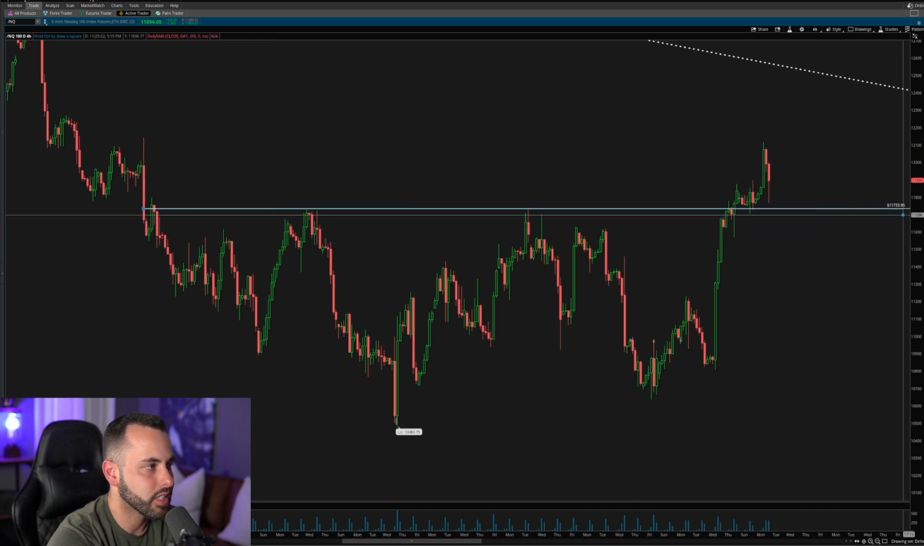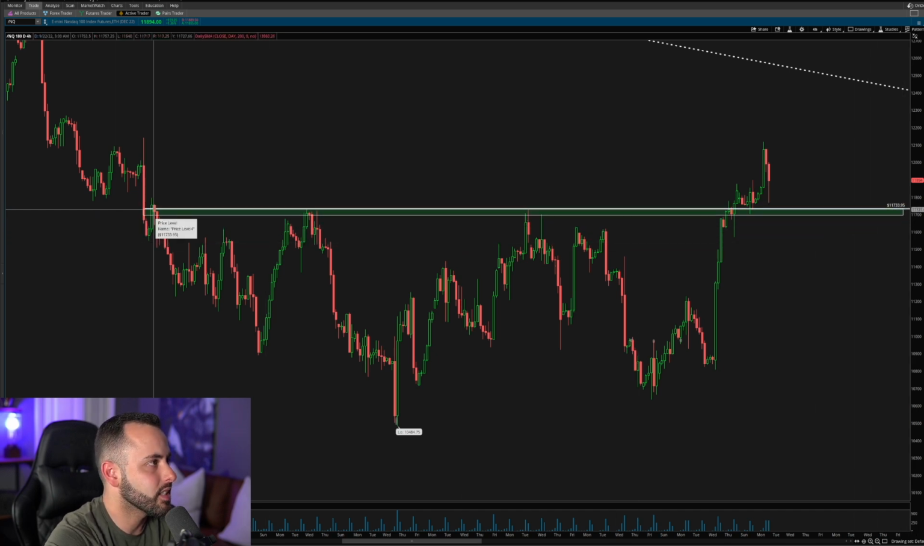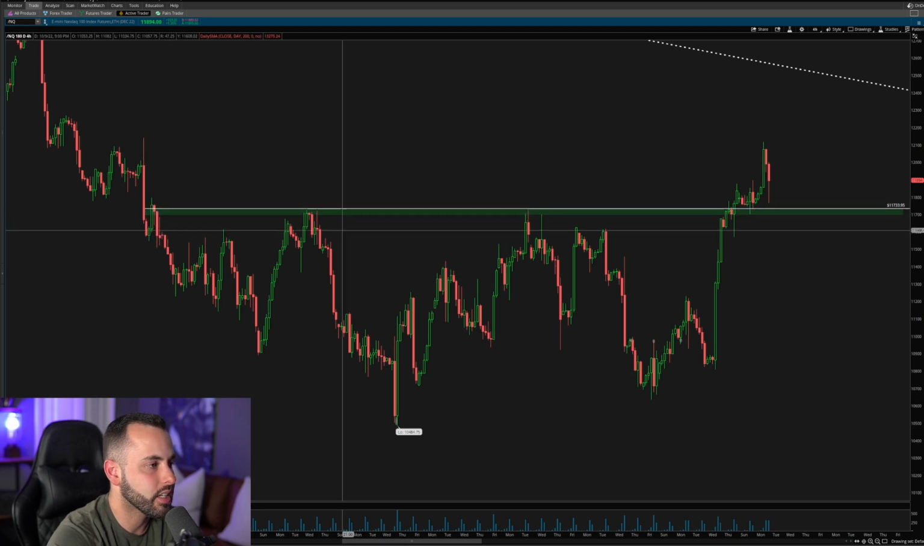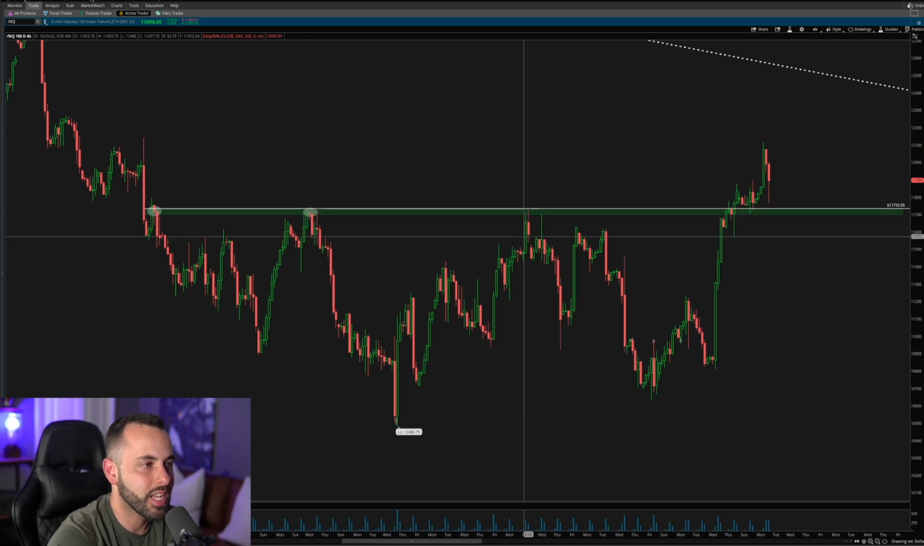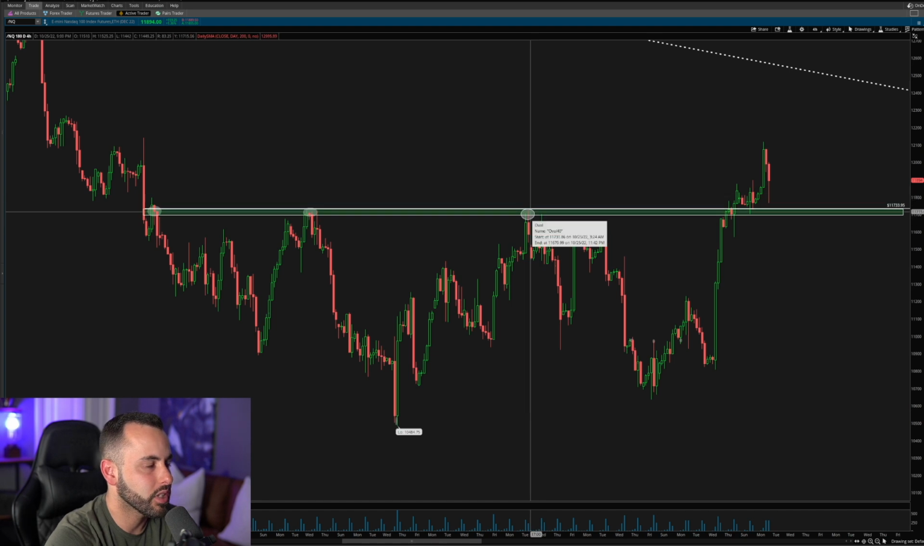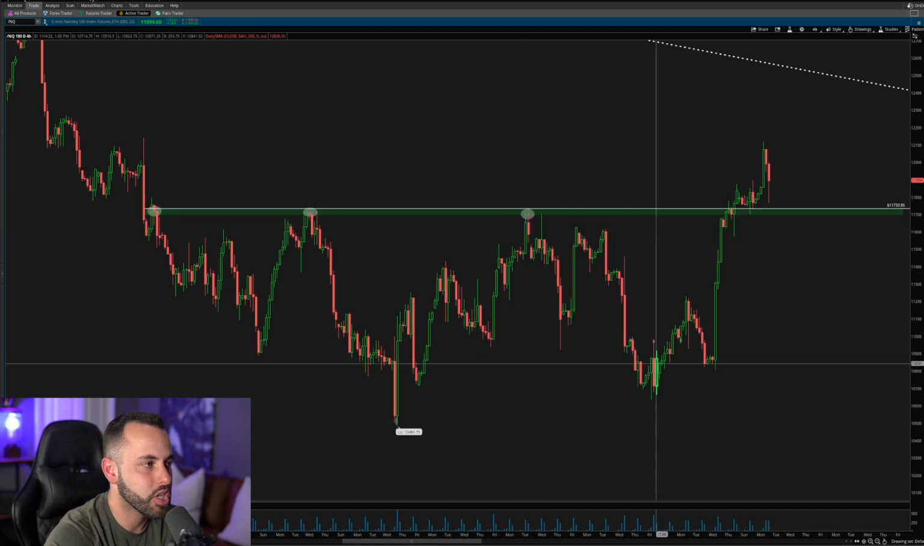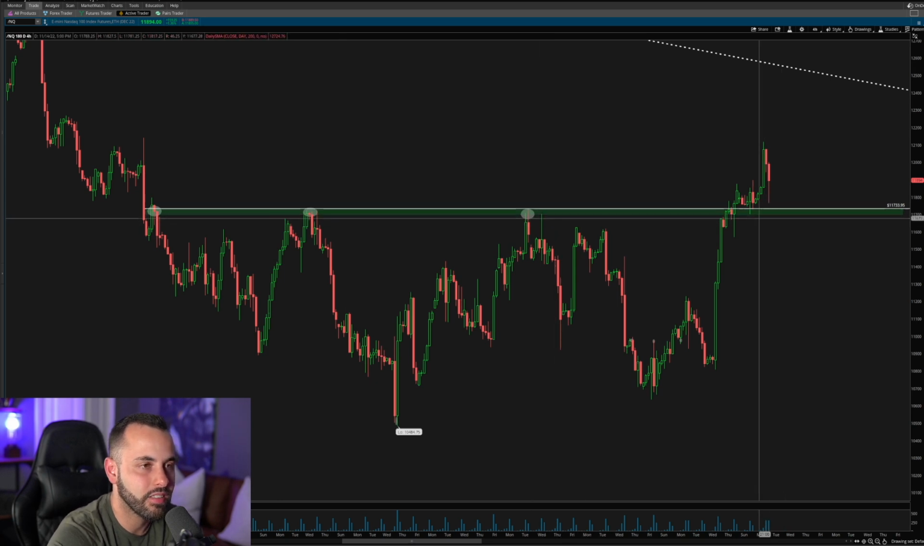You can see we rejected this back on September 22nd. We had a rejection of this 11,730. We had another rejection right here back on the 5th and 6th of October. We came back into this level again later in October, October 25th, and we found another rejection. So we have a little bit of a triple top on this NASDAQ at this 11,700 area.